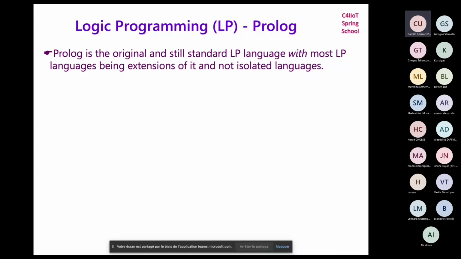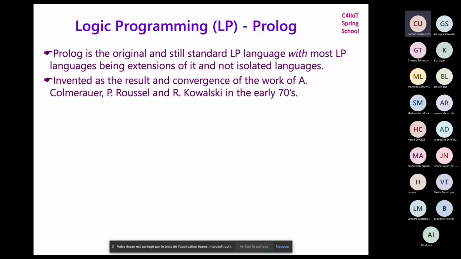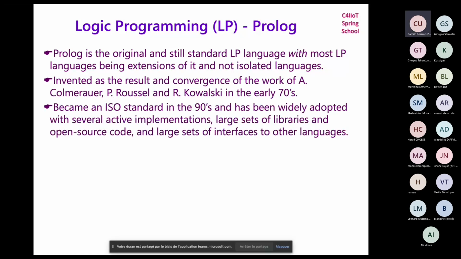Prolog is the original logic programming standard. It's basically the standard in the community. It was invented in the 1970s as a result of the work of several researchers, especially in natural language processing. It then became an ISO standard a couple of decades later and has since proliferated with many projects using it, especially on the commercial side.